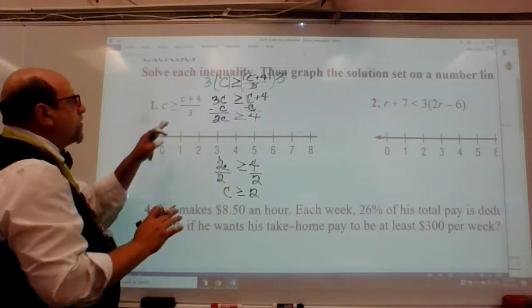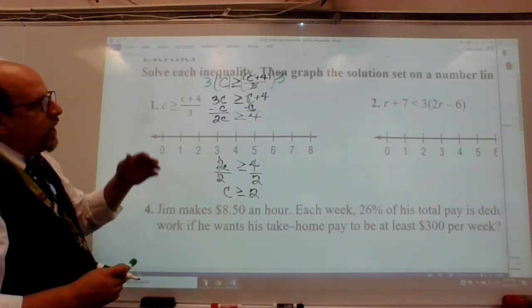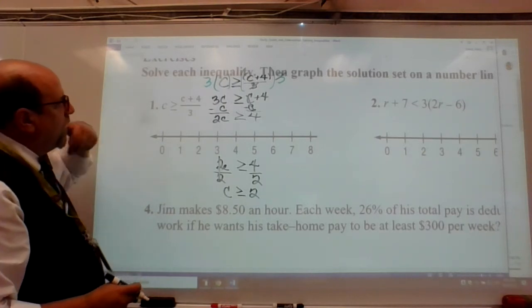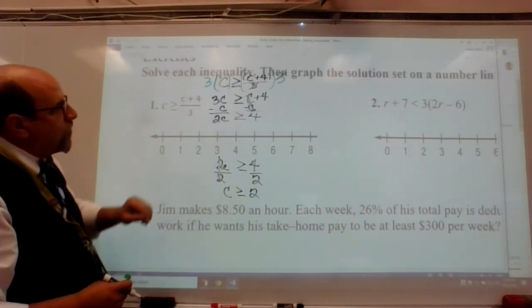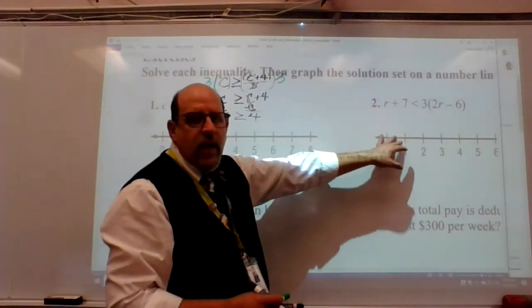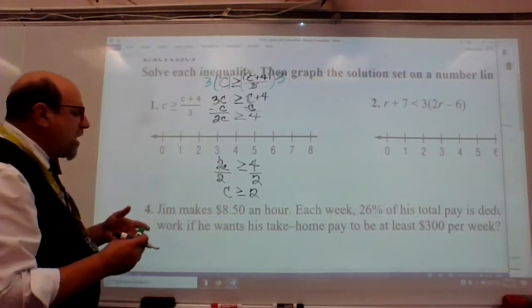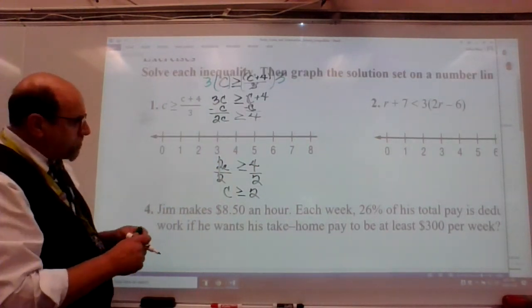So there are some things you have to take care of first. Pre-work for our two-step equations is get rid of any fraction if you can, do some distribution like this one if you have to. Other than that, I think you guys have a very good handle on this.